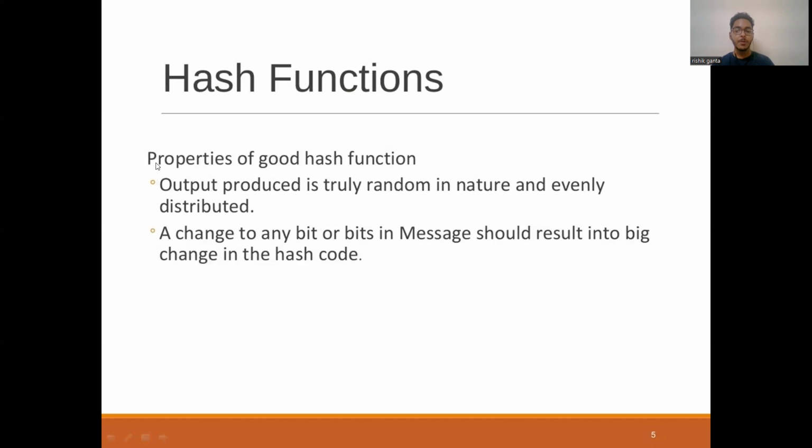Hash functions, the properties of a good hash function. The properties of a good hash function are that the output produced is random in nature and evenly distributed. Any change to any bit or bits in the message should result in a big change in the hash code.